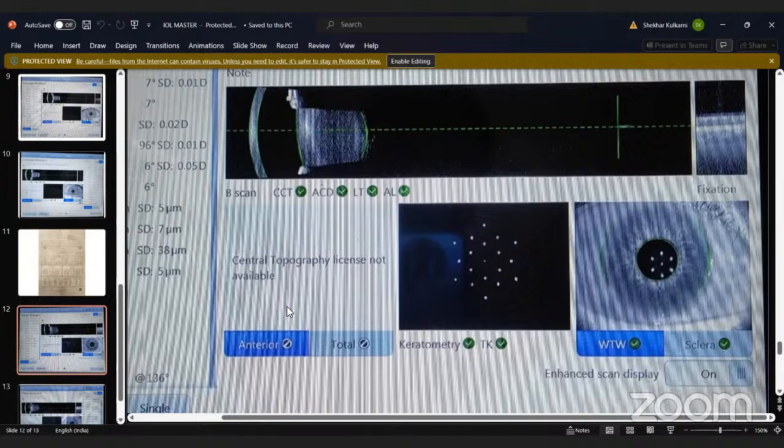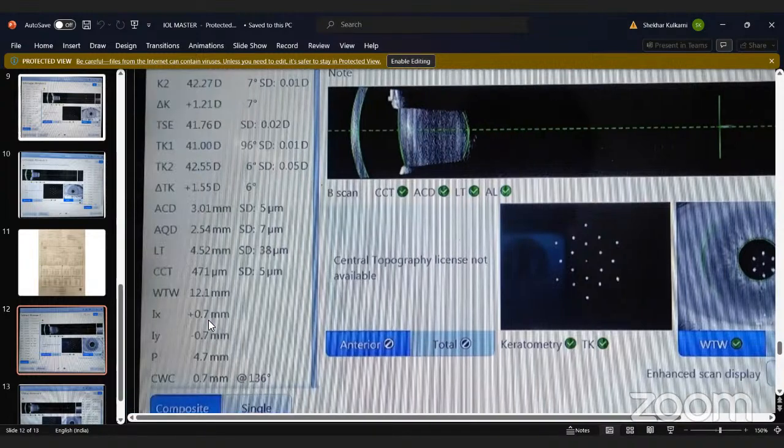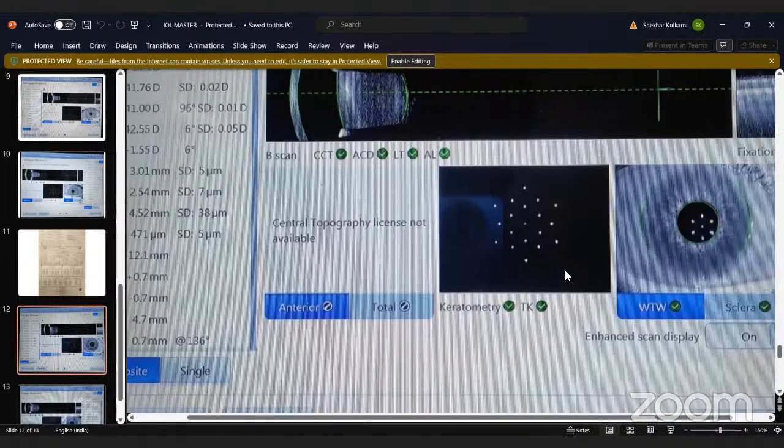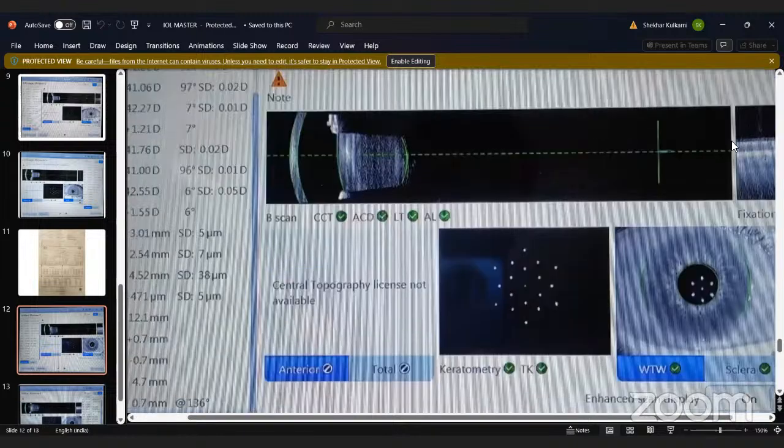So it's 0.7. Should you advise multifocal in this patient, or should you rescan the patient again to check for the fixation? Here you can see, is the fixation okay? Okay, so you have to recheck.